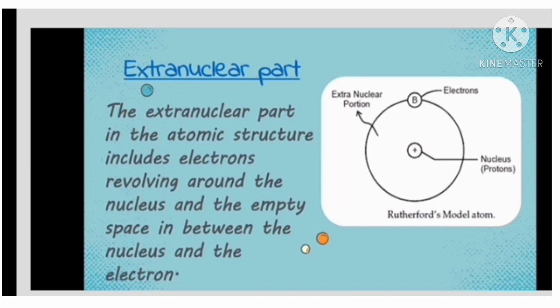Then next point, extranuclear part. The extranuclear part in the atomic structure includes electrons revolving around the nucleus and the empty space in between the nucleus and electron. Now see this diagram, you can see the empty space between nucleus and electron, that is nothing but the extranuclear part.